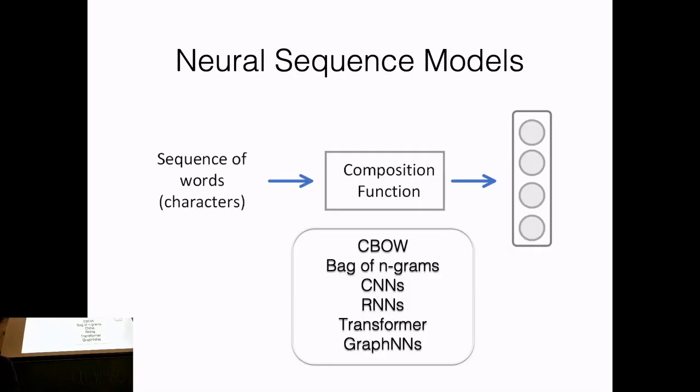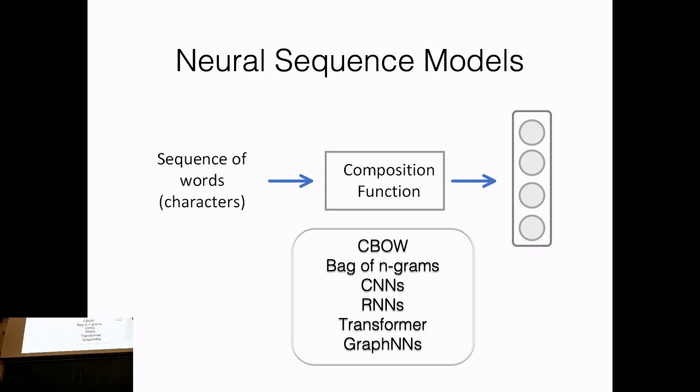The final part is a summary that I want to share with you. Previously, this slide is very similar to the previous one. We said we have a lot of compositional functions that we could use to learn the representation of a sequence of words or a sequence of characters. We have the CBOW, we have the CNN, and we have some others.